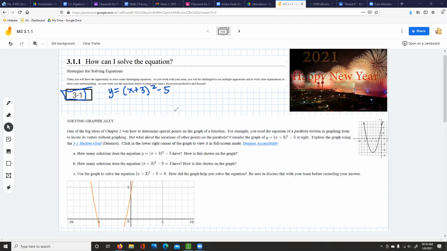How many solutions does this have? How many x's and y's can we plug in here? Well, if we put it into Desmos, we're obviously going to get what kind of graph? We're going to get a parabola, right? So how many points are there on a parabola? Anybody? How many points do we have on a parabola? Feel free to unmute yourself or type it in the chat.